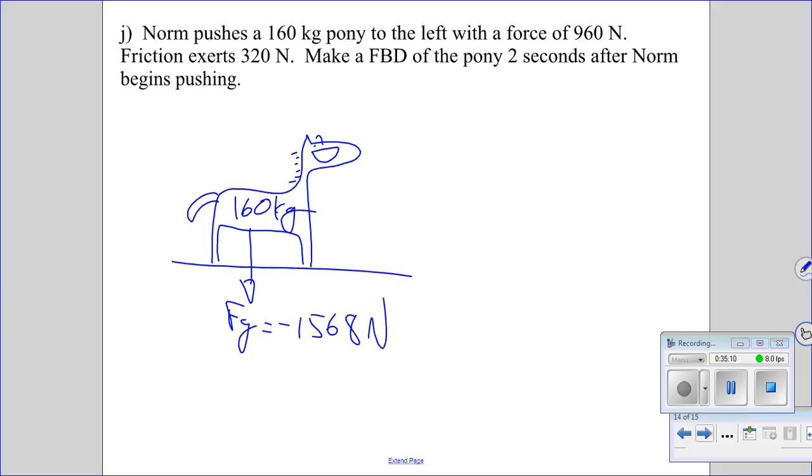Norm pushes the pony to the left. Oh, shoot, left? Who wrote this problem? The pushing force is negative 960 newtons, right? Which way is friction going to go, you guys? The other way, right? Because it's going to resist the forward motion.